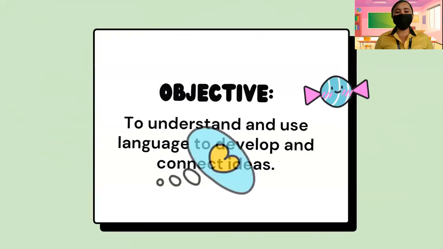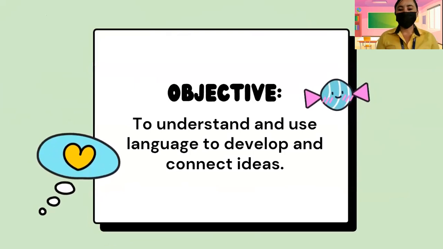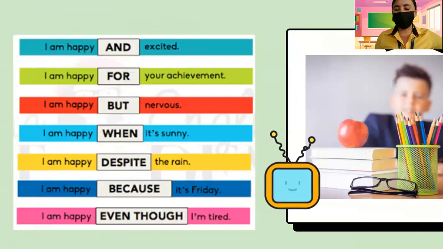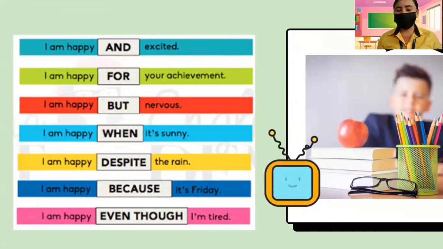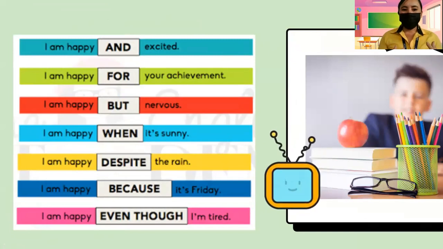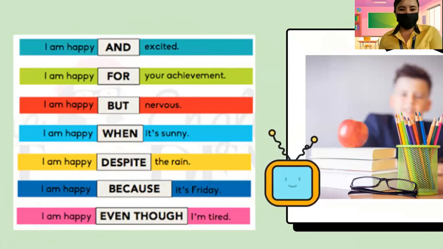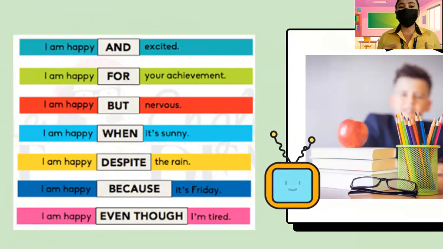Well, we have here the objective to our class, and it says to understand and use language to develop and connect ideas. This is the content we're going to develop today. Well, I'm going to explain you something about the use of connecting words. These are some examples of connecting words we can use to connect ideas in a text, in a sentence, etc. If you want to add something else, or if you want to add more information in a sentence, you're gonna use connecting words. These are some examples.